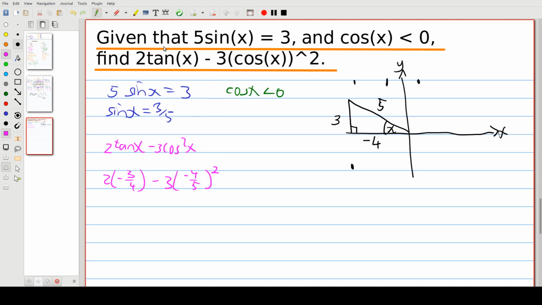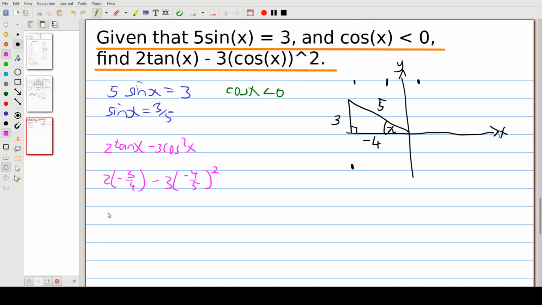Now you can also see you don't have to calculate the value of the angle in these types of questions, because they don't ask for it. They just ask for the tan of the angle and cosine of the angle. If they asked for x, that would be a little bit different, and we'd at least have to compute it from here. Often these questions accompany an instruction that says, without the use of a calculator, find 2 tan x minus 3 cos squared x.